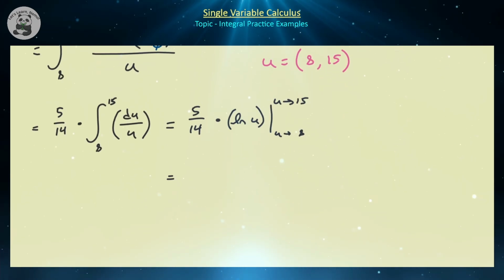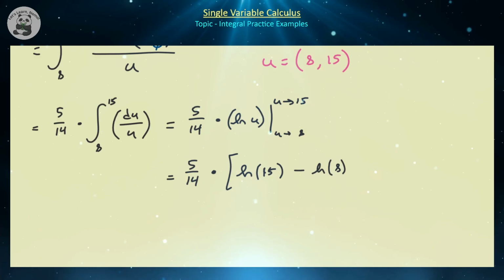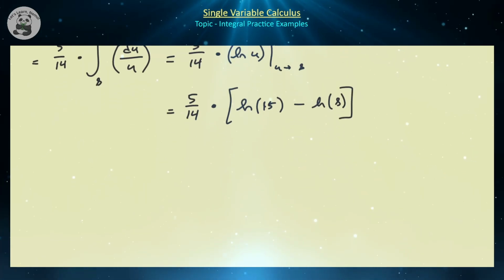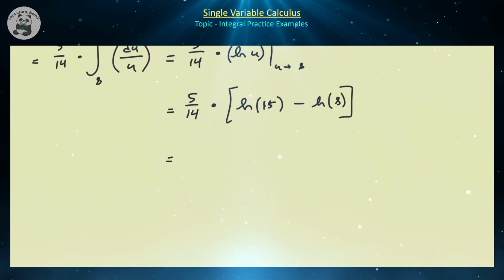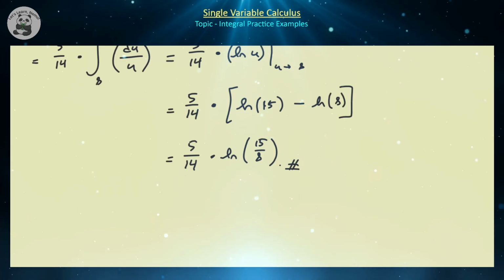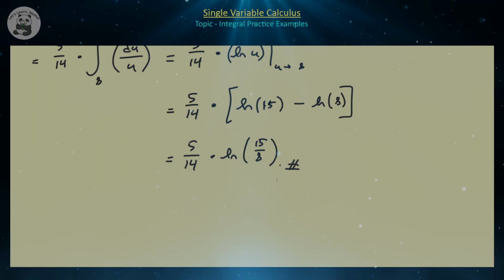So once we have that, we're going to have 5/14 times the natural log of 15 minus the natural log of 8, and then we can just simplify this using our rules for logarithms, and write that as 5/14 times the natural log of 15 divided by 8, and that's probably the nicest way you can write the exact answer for this particular definite integral.